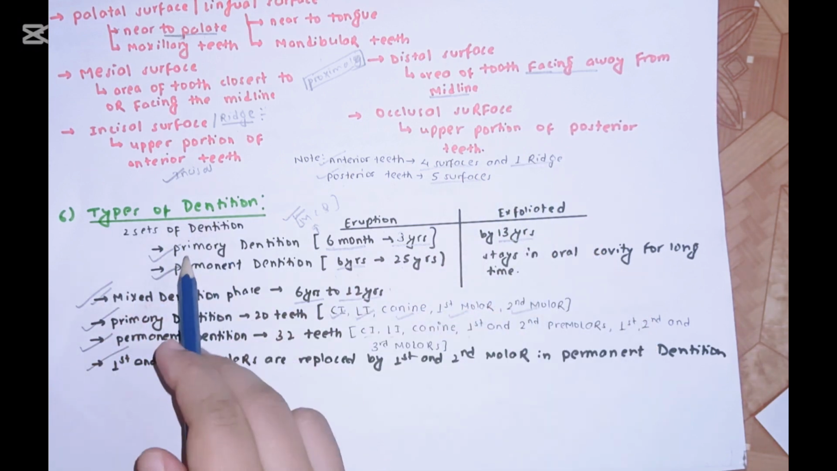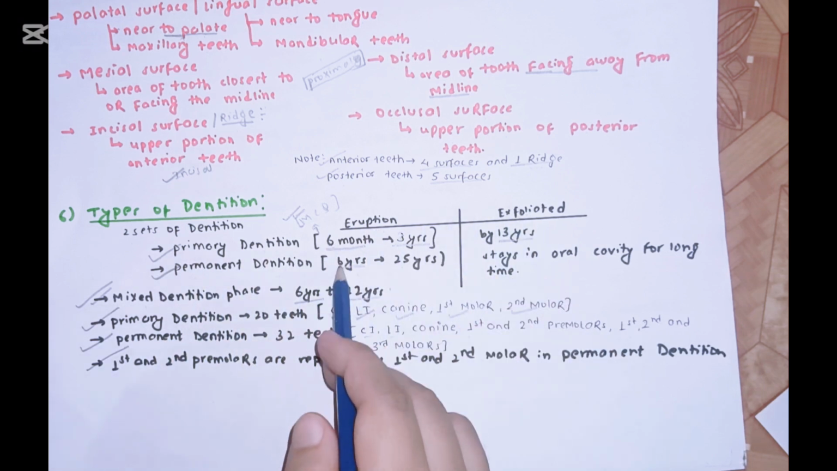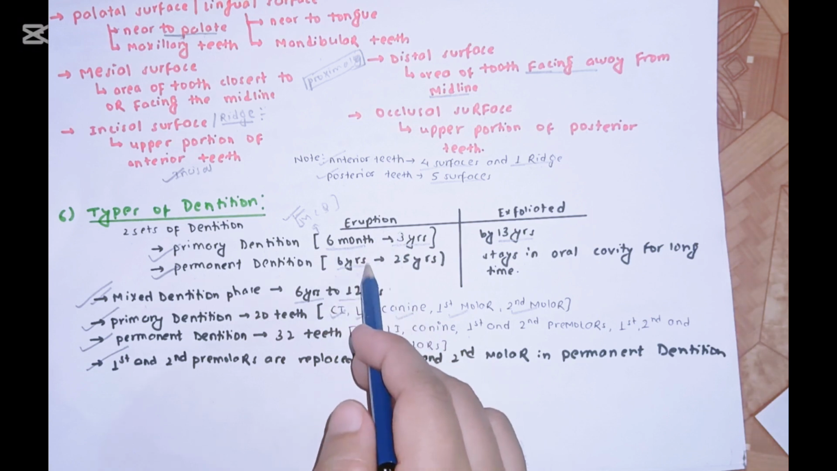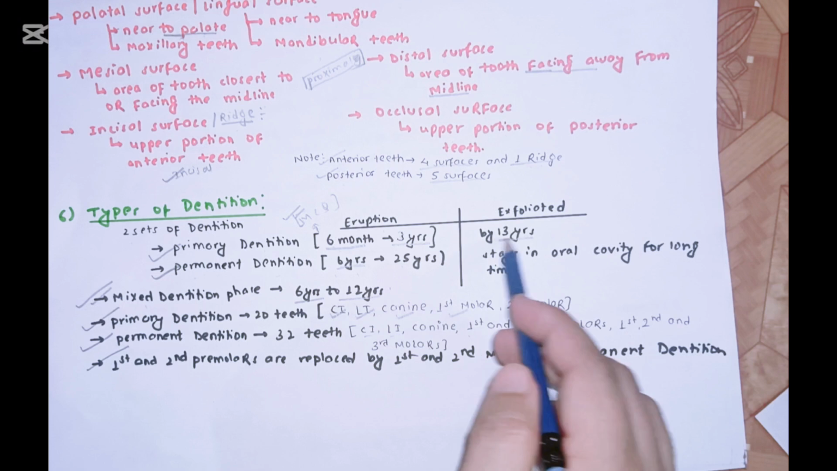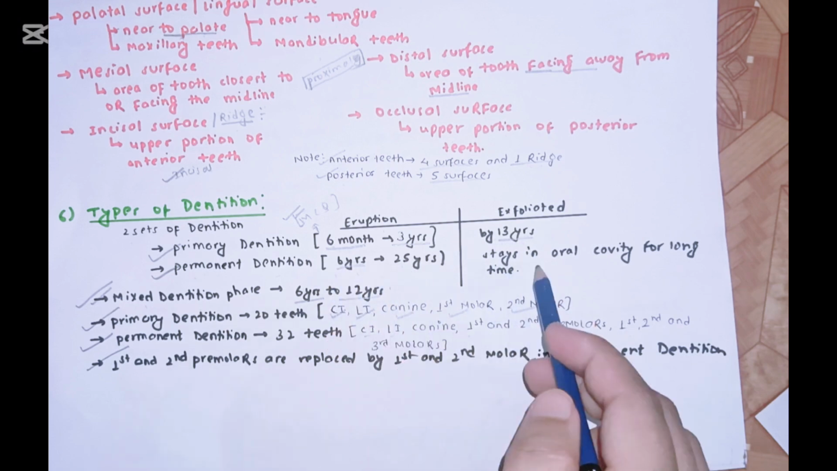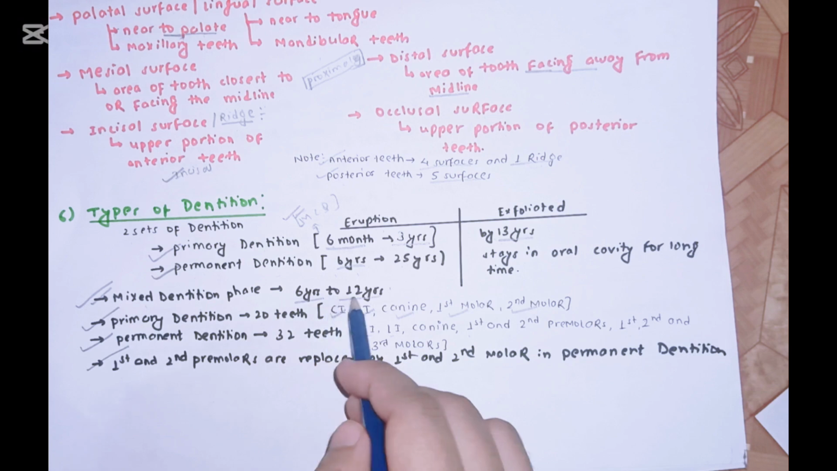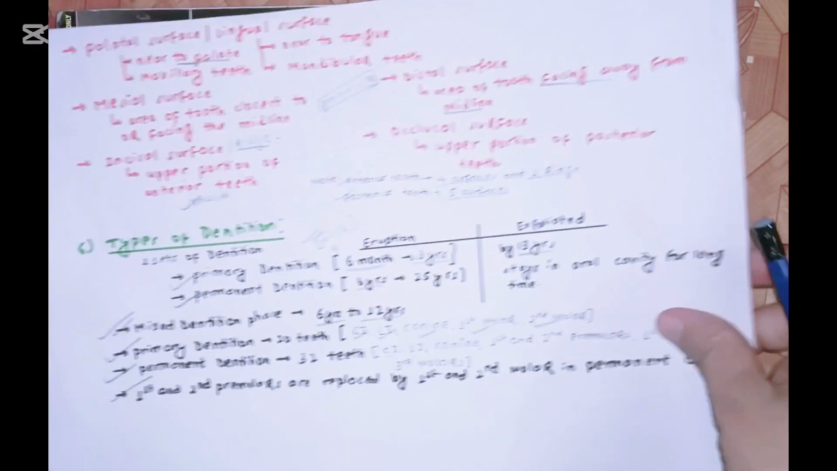Types of the dentition, we have primary dentition and permanent dentition, eruption, exfoliation. So this is the most important data to be remembered for the competitive exam. 6 months to 3 years eruption time, exfoliated by 13 years; permanent teeth from 6 years to 25 years, stay in the oral cavity for a long time. Mixed dentition period lasts from 6 years to 12 years, and primary dentition has 20 teeth, permanent dentition 32 teeth.